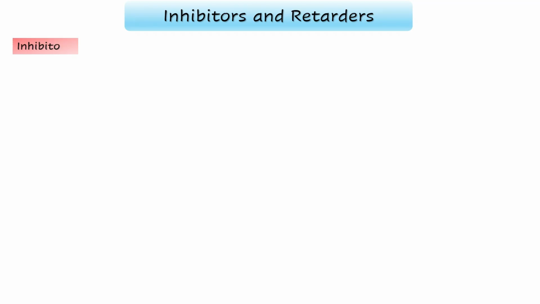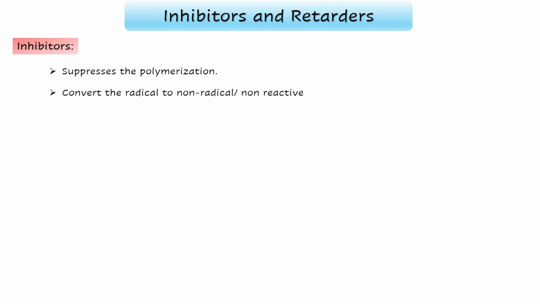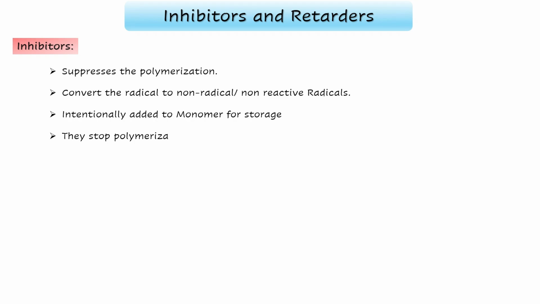Inhibitors are substances that suppress polymerization. These substances act by reacting with the initiating and propagating radicals, converting them to non-radical species or radicals of such low reactivity that they cannot undergo propagation. They are intentionally added to the monomer for storage to avoid self-polymerization. Sometimes they are added to the reaction as a scavenger to stop the polymerization.